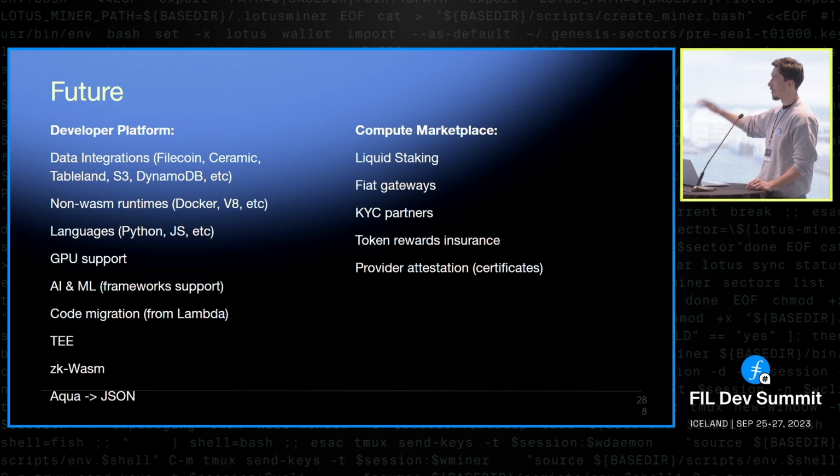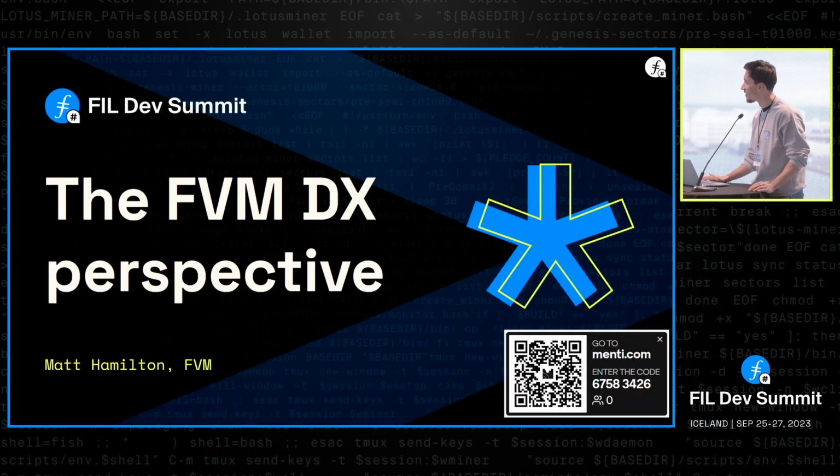Also trusted execution environments, stuff like that, useful for TSS and MPC. Some sort of DSLs on top of Aqua to look like step functions, to simplify the development of step functions. And marketplace features like liquid staking and so on and so forth. So that's probably a several-year roadmap.